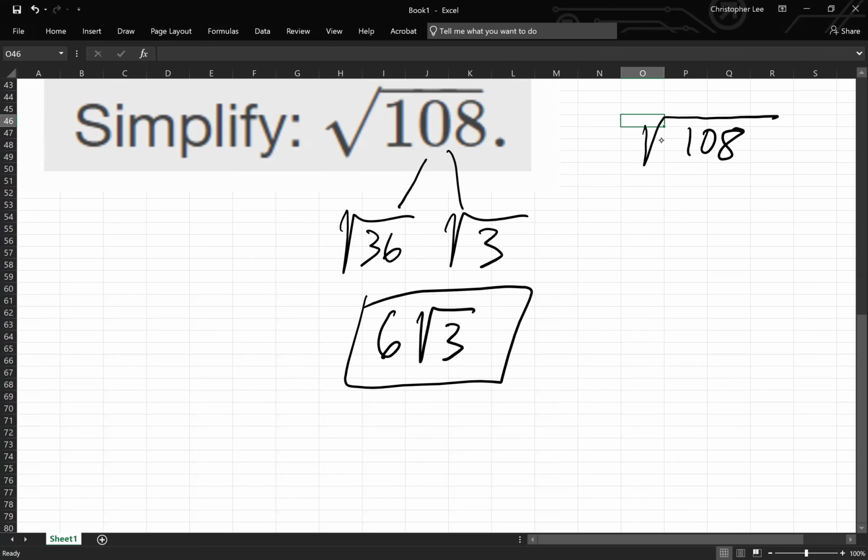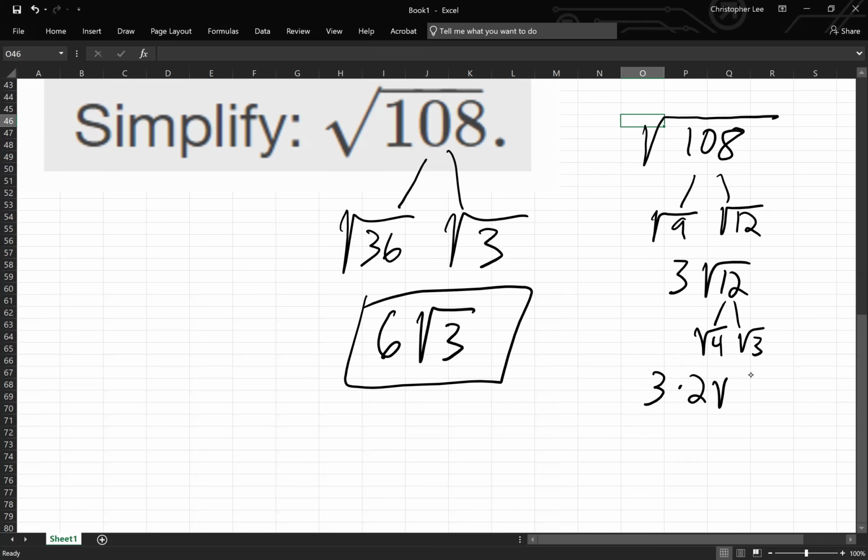So look, this is what I was thinking in my head, right? Square root 108. I was thinking about square root 9 and square root 12. And you know that square root of 9 is just 3, right? So this is 3 square root 12, but I could keep breaking down 12. This is like square root 4, square root 3. And we know square root of 4 is just 2. So 6 square root 3.